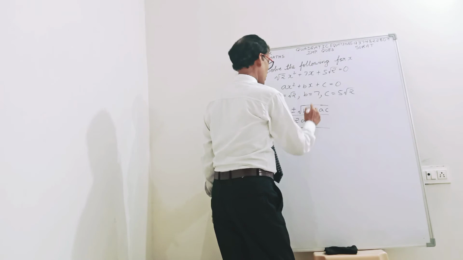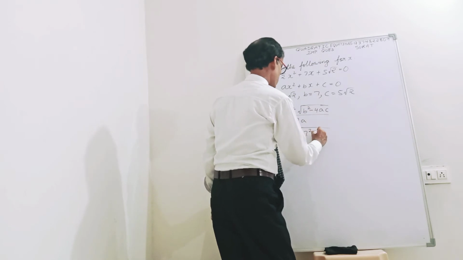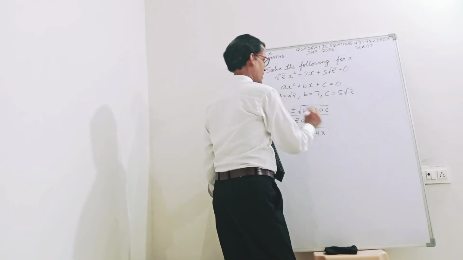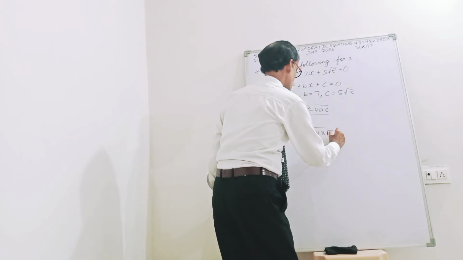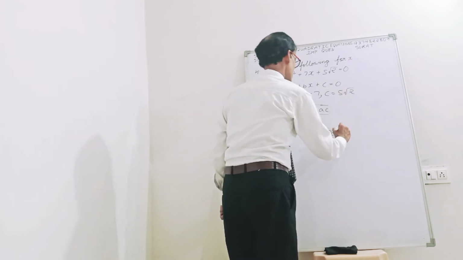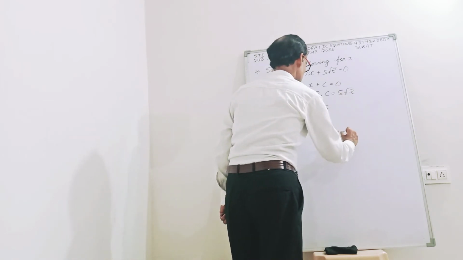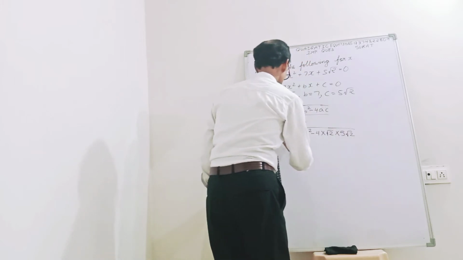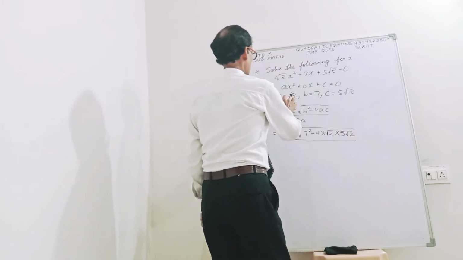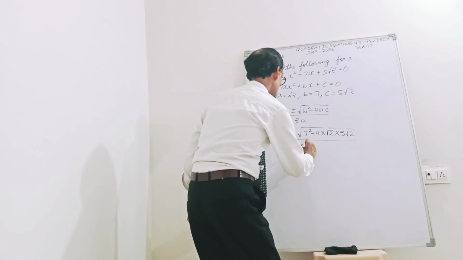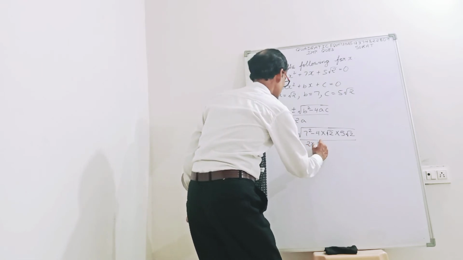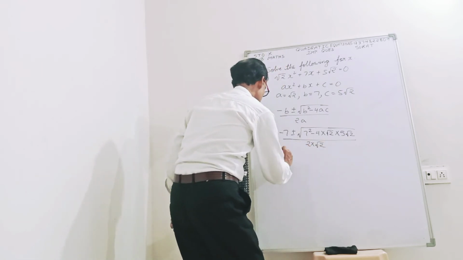B square means 7 square, 4 into a, and what is a? A is root 2, and what is c? C is 5 root 2, upon 2a. A is again root 2, so 2 into root 2. Simplify this and we get the answer.